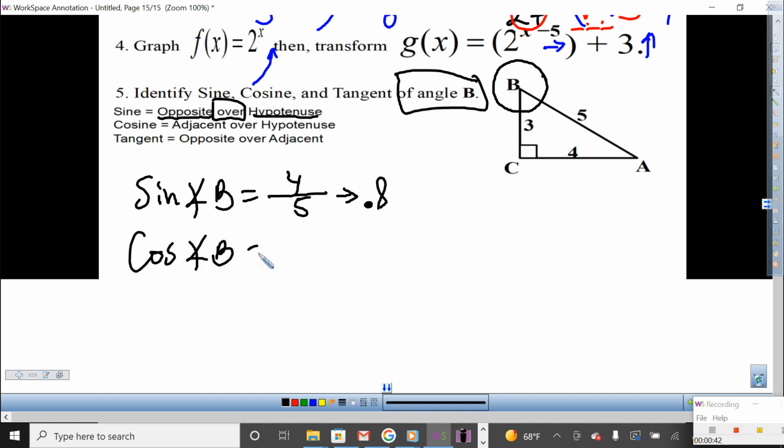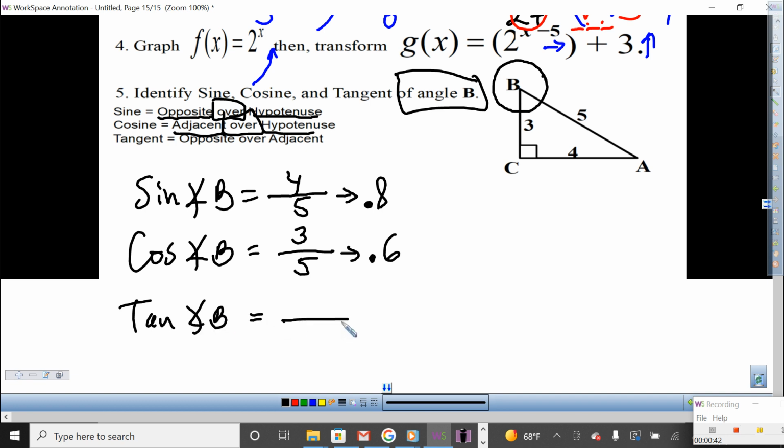Cosine of angle B. It says adjacent side over hypotenuse. So here's the angle B. What side is next to B? The 3, because the 5 is the hypotenuse, right? So this would be 3 over 5. And that gives us 0.6. Last but not least, tangent of angle B. It says opposite side over adjacent. What is the opposite side of B? 4 over what? 3. 4 over 3, which is 1.3.